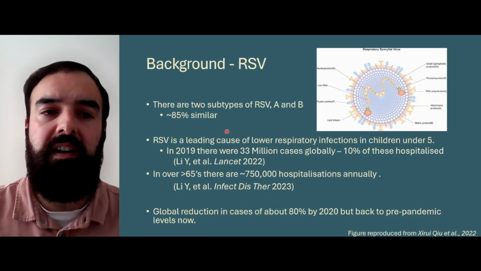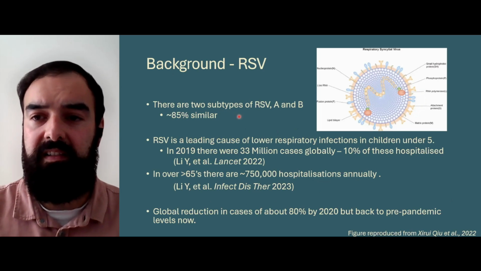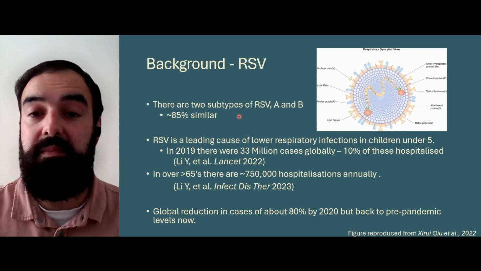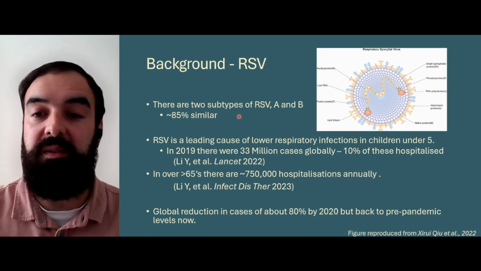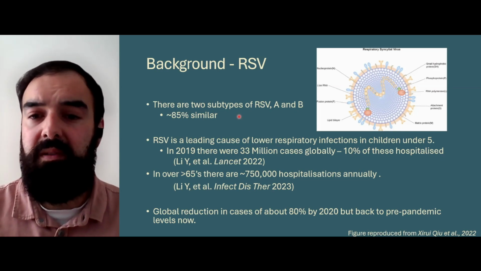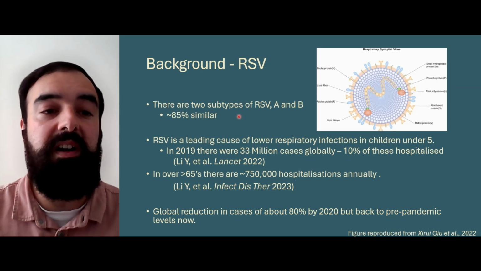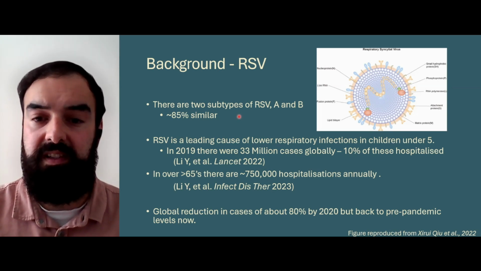So first off, RSV is a single-stranded RNA virus. There are two antigenically dissimilar subtypes, RSV-A and B, which share around 85% sequence similarity. There are no real major differences in disease phenotypes seen between the two subtypes, but one commonly dominates over the other during a given season.